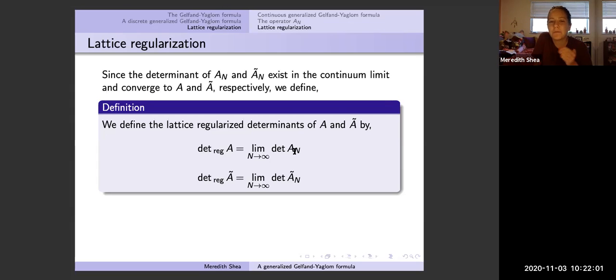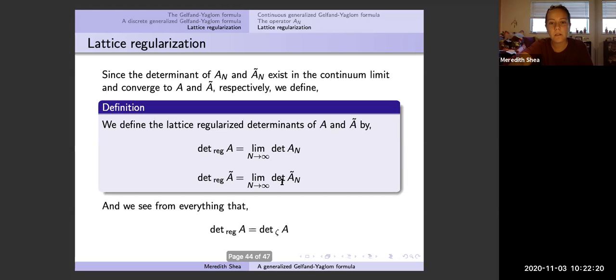And if you want convergence, you have to be careful about epsilon, obviously. You can't take the limit of the determinant of A tilde_n when epsilon is equal to 1 and get a convergent thing. Well, okay, I think you actually can in a few circumstances, but those are novel. And so we see from everything done previously that the lattice regularized determinant of A is equal to the zeta regularized determinant of A. So these are the same in value, but very different in how you compute them.